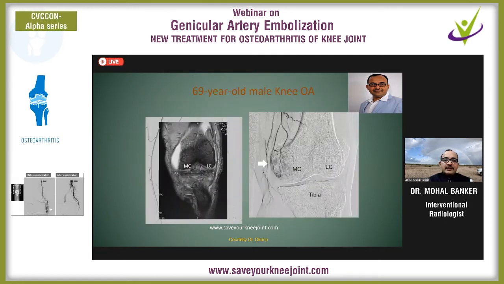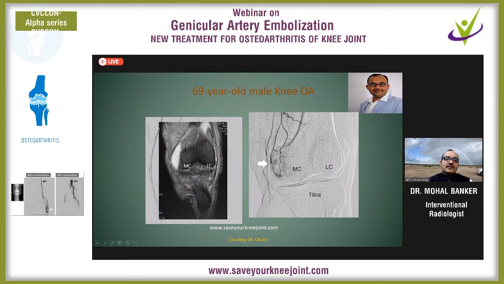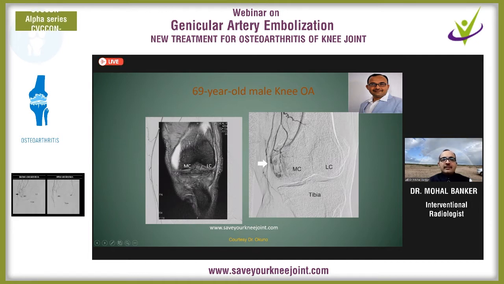Now an MRI was done, and the MRI shows synovial effusion near the medial condyle of the femur, and at the same site, when selective genicular angiography was done, this shows the hypervascularity. So the MRI is a sign of chronic inflammation, and it is confirmed on the selective angiography. This combination is a good indication for genicular artery embolization.